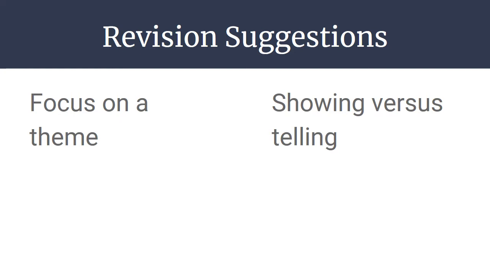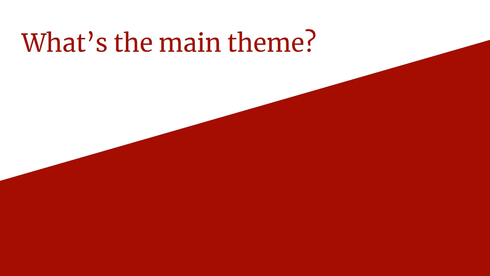We're going to talk about two primary revision suggestions. The first one is to help you focus on a theme, and the second one is to help you focus on showing the story instead of just telling the story. So when we think about what is the main theme of your story, what's the main lesson or idea that you want the reader to remember or understand based on the experience that you described?